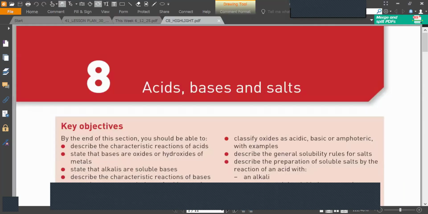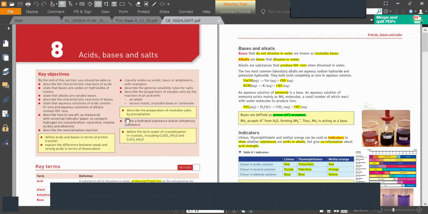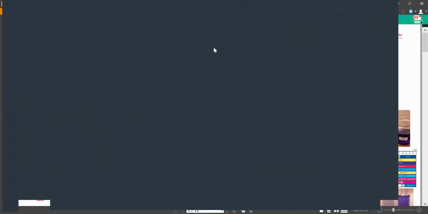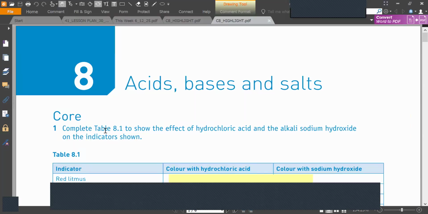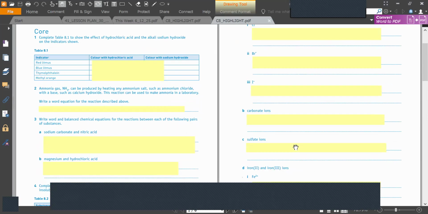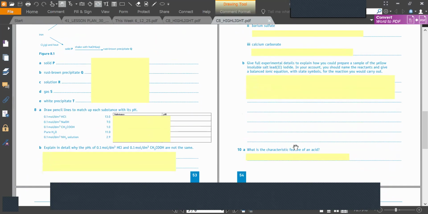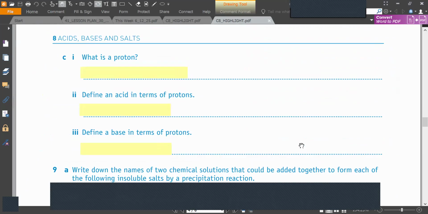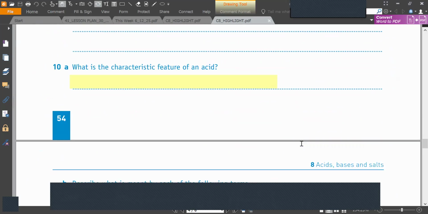Okay, this is our topic. We already finished all the notes last time. And for the workbook, we also got started. We were up to question 10 here. Yeah, let's carry on.